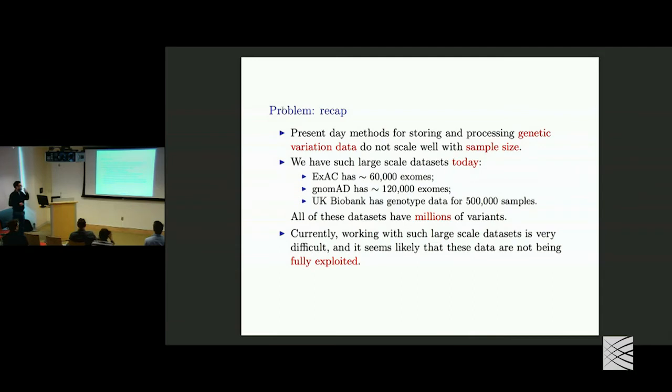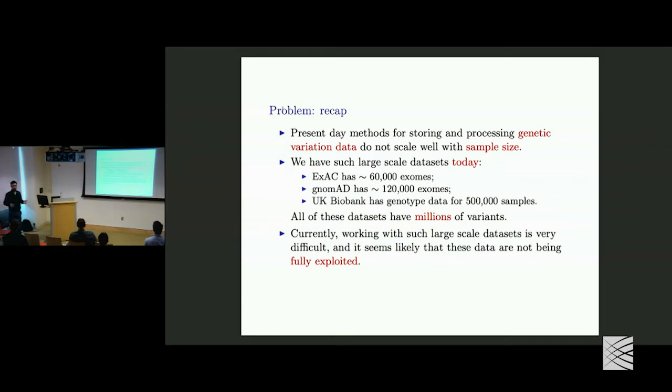So just to recap on what the problem is that we're trying to tackle: present-day methods for storing and processing genetic variation data don't scale particularly well with sample size. And far from being an abstract problem that we may need to deal with some way down the line, it is a very pressing problem that we need to tackle today.